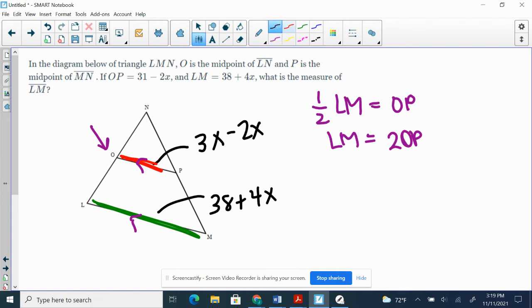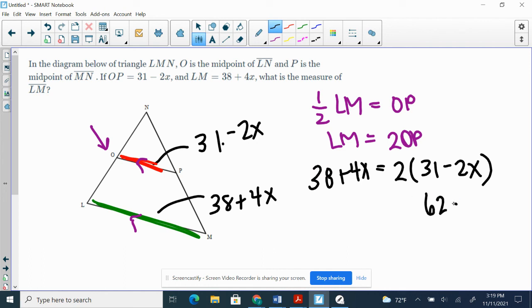I like to multiply. So I'm going to do 2 times OP. So 2 times 38. I realize I just, nope, it's 31. Sorry, I made that up altogether. That one, pretty ugly. So 2 times 31 minus 2x is equal to 38 plus 4x. So it's going to give me 62 minus 4x equals 38 plus 4x.